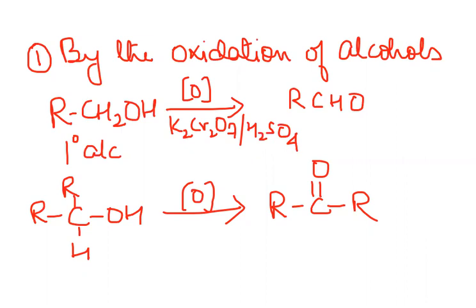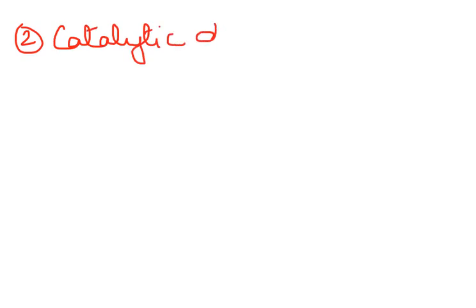The other method by which you can prepare from the alcohols is also by when vapors of primary alcohol are passed over. One more method that we can make use of is catalytic dehydrogenation. We can write this as catalytic dehydrogenation. Is it same like the previous one? Kind of, yes.